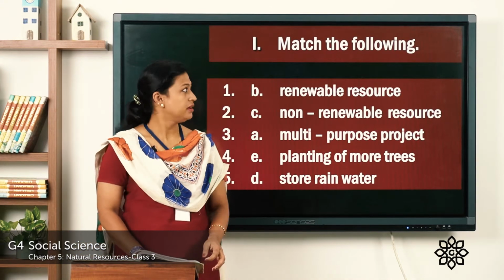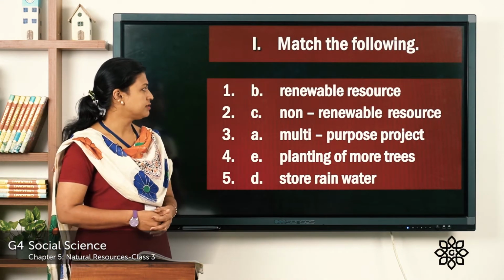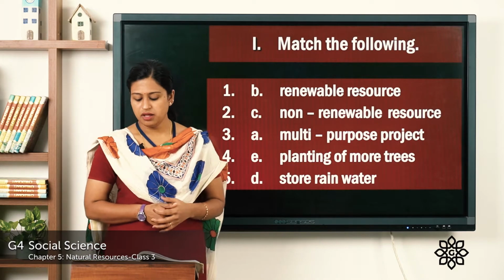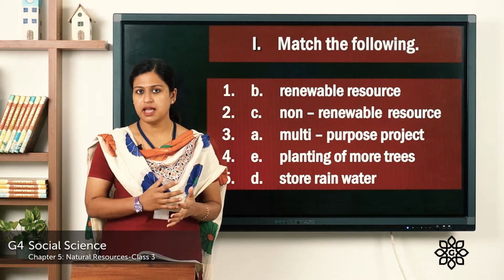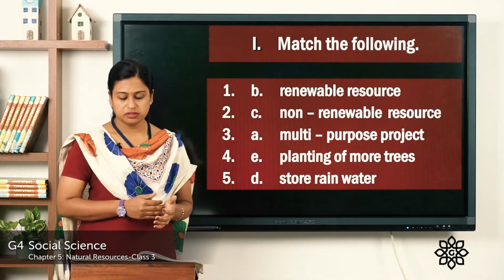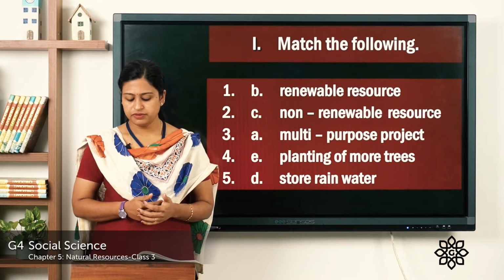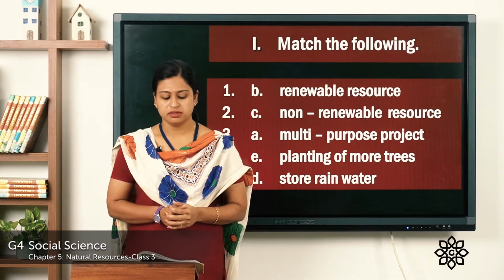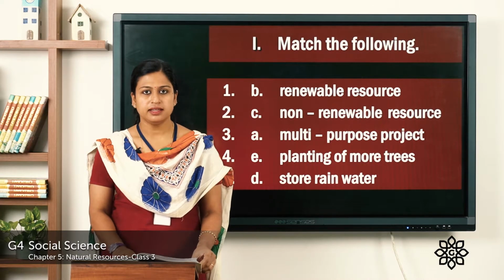The first one is air and the correct answer is renewable resource. Second one is coal. The correct answer is non-renewable resource. Third, Bhakra Nangal. It's a name of a dam. The other name of dam is multi-purpose project. Fourth, afforestation, that means planting of more trees. Fifth, conservation, a method to conserve water is to store rainwater. I hope you all have checked your answers. Now let's move to the second exercise.